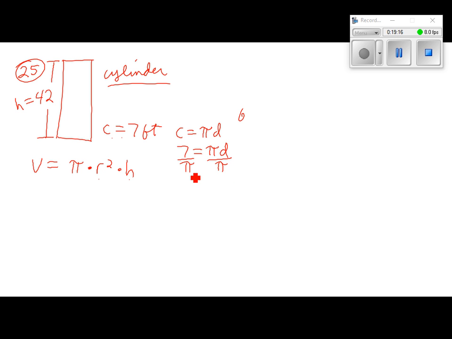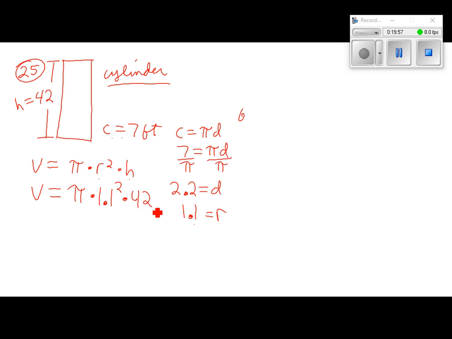So just grab your calculator and you take 7 divided by pi, and you end up with diameter equals about 2.2, we'll say. We don't want the diameter, we want the radius. So to find the radius, we just split that in half, and that's going to be about 1.1. So the radius of the tree is about 1.1 feet. And again, since we're estimating, we're not worried about how many inches that is or anything else. So we're going to put in here pi times the radius, which is 1.1 squared, times the height, which is 42.